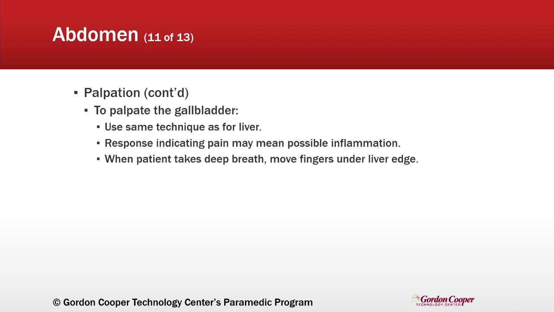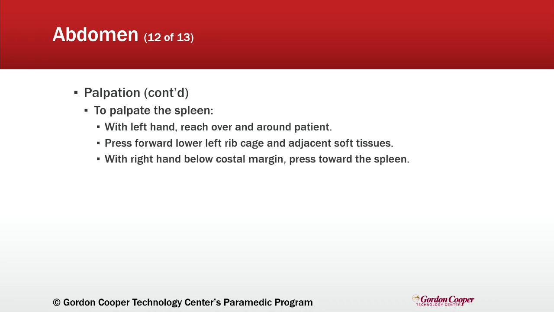To palpate the gallbladder, use the same technique as you did the liver. You generally can't feel the gallbladder, but a patient's response to pain may indicate possible inflammation. The difference in techniques is that when the patient takes a deep breath, you move your fingers under the edge of the liver and feel for the gallbladder. And typically the indication is if they're having a gallbladder issue, it's going to hurt and you're going to know about it.